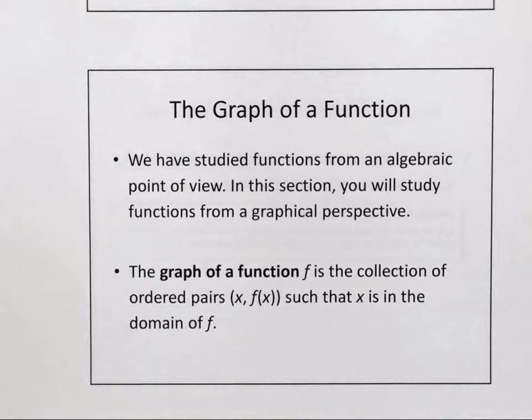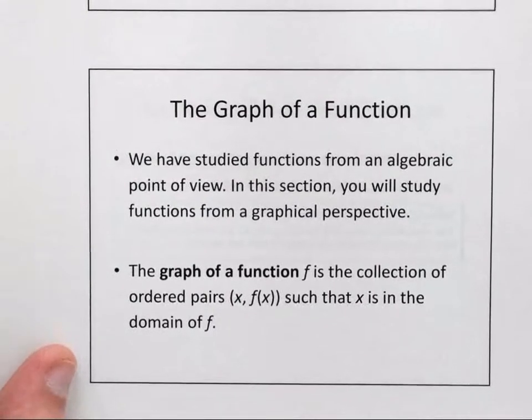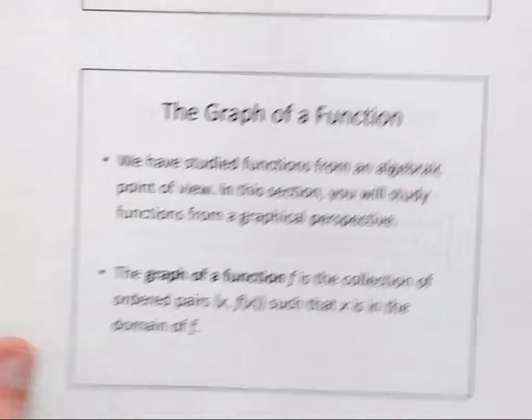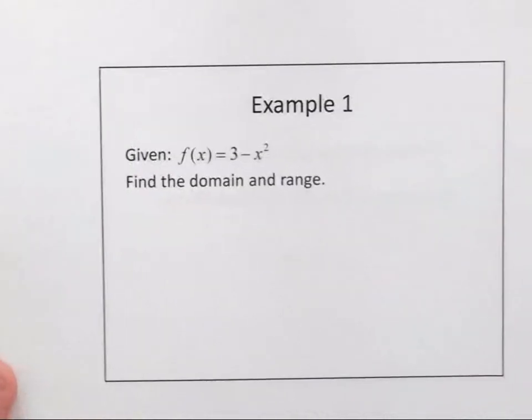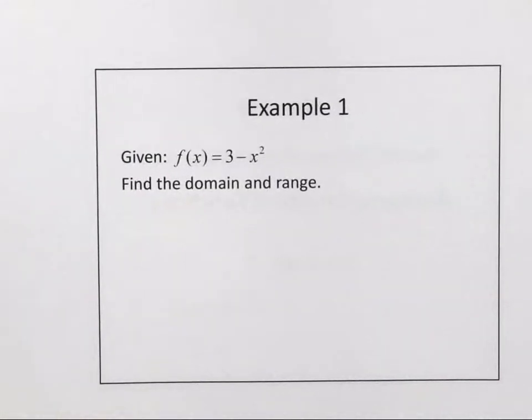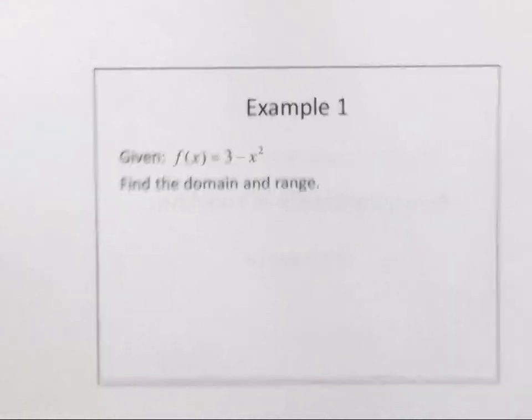So the graph of function f is a collection of ordered pairs. That's just your domain and range. So (x, f(x)) such that x is always in the domain of f. Okay? So, in other words, if I have a problem like this, I want to think about, well, what's the domain and range? Well, first off, I draw it real quick or punch it in the calculator.